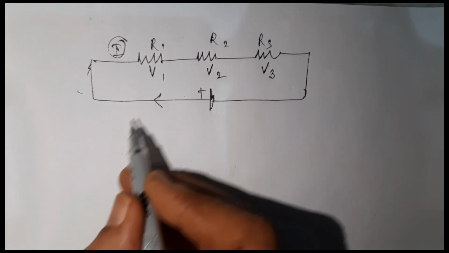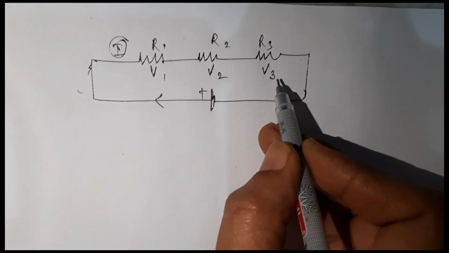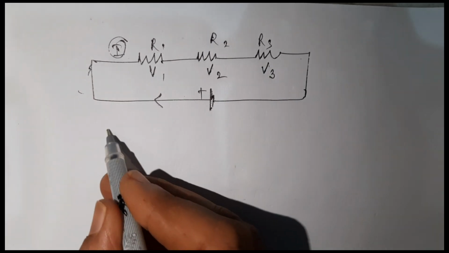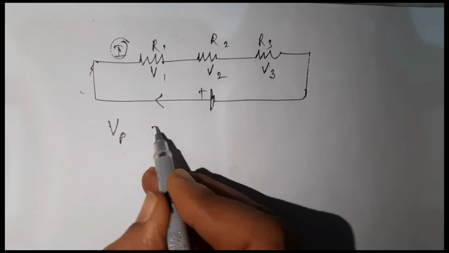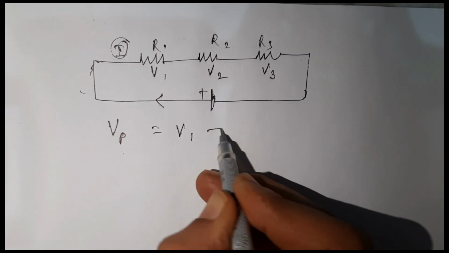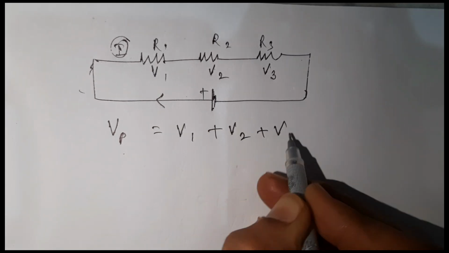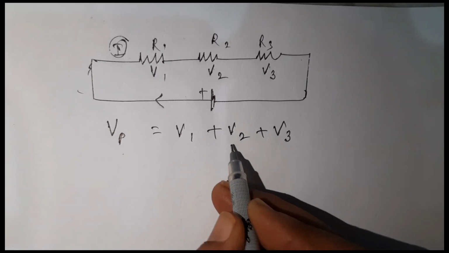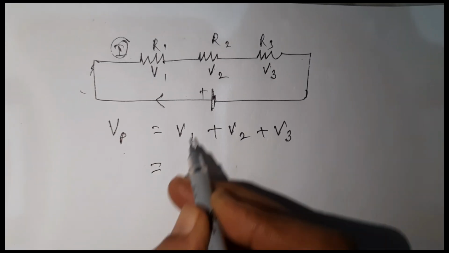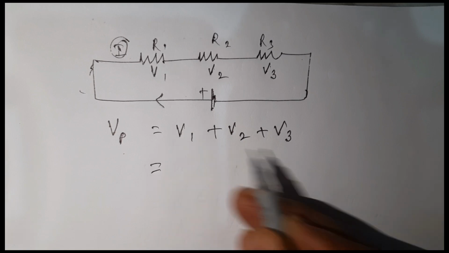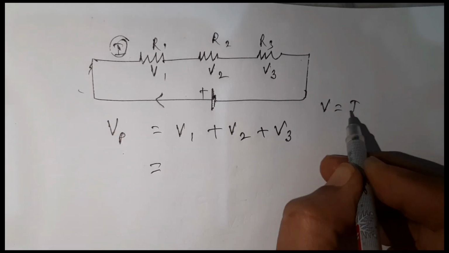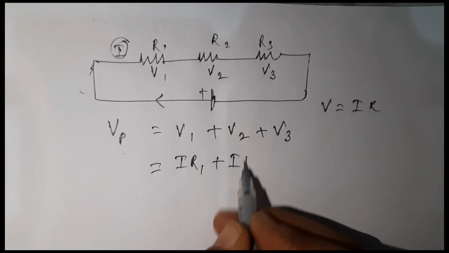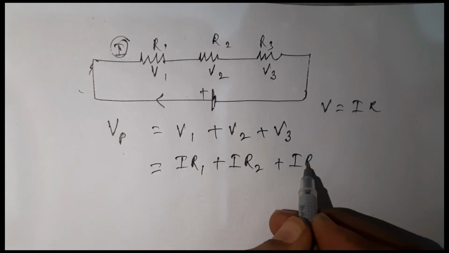For series connection, we need to start from the thing which is divided. Here the potential difference is getting divided. So we'll start with the potential difference across the series, which is the combination of all three individual potential differences, that is V1 plus V2 plus V3. We can replace V as per Ohm's law: V is IR. So we replace them by IR1, IR2 and IR3.